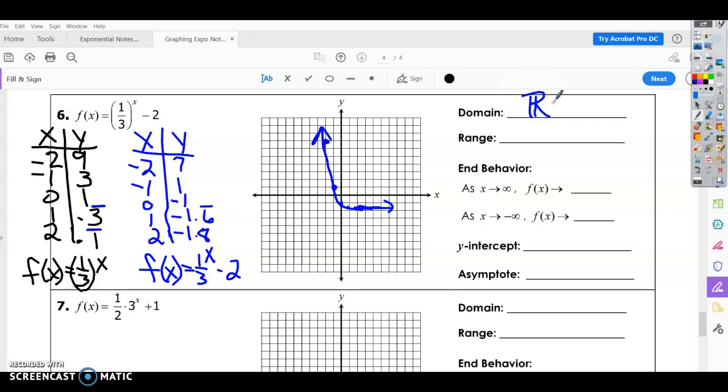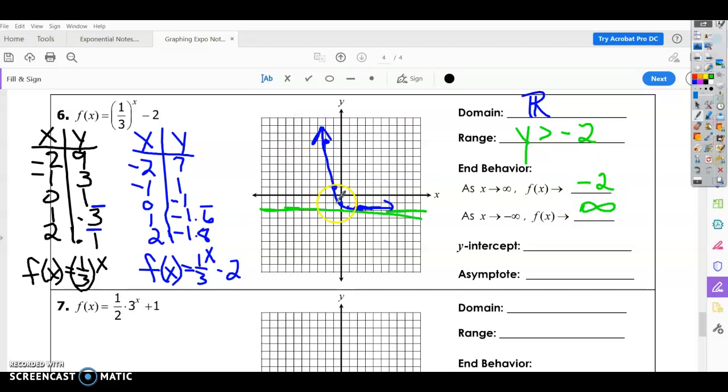All right, your domain again is going left and right forever, so we're going to call that all reals. Our range, this time, if you can see, is going to be all numbers above where my graph is. So that's going to be this line right here. So that's going to be y greater than -2. And then as x is approaching positive infinity, my y is approaching -2. And as x goes to negative infinity, it is going up. So it's going to positive infinity.